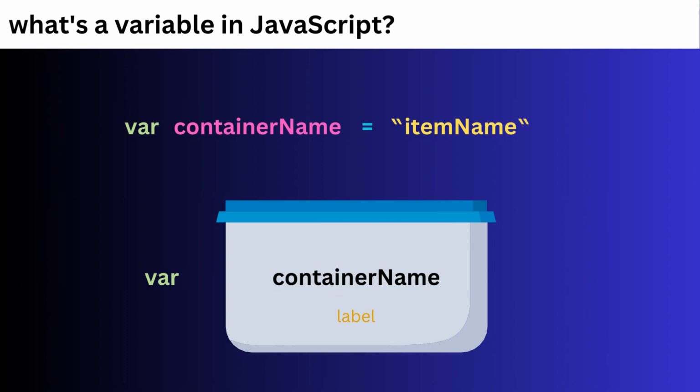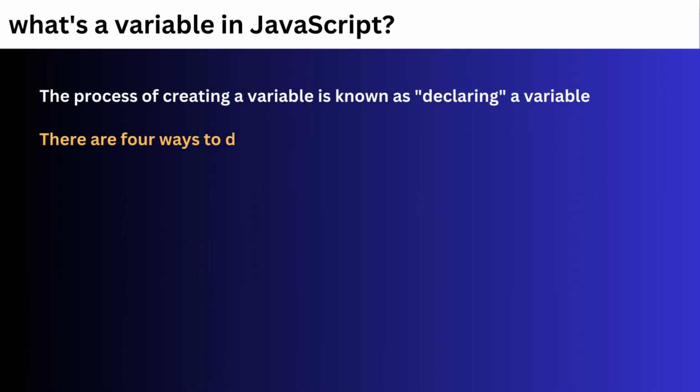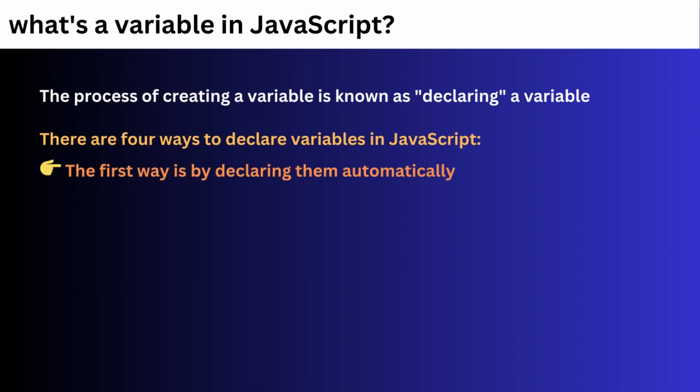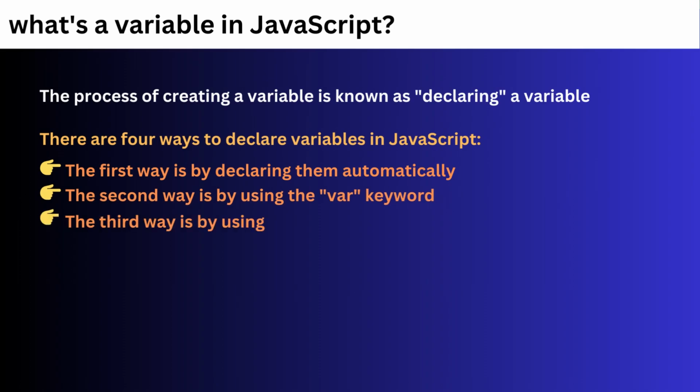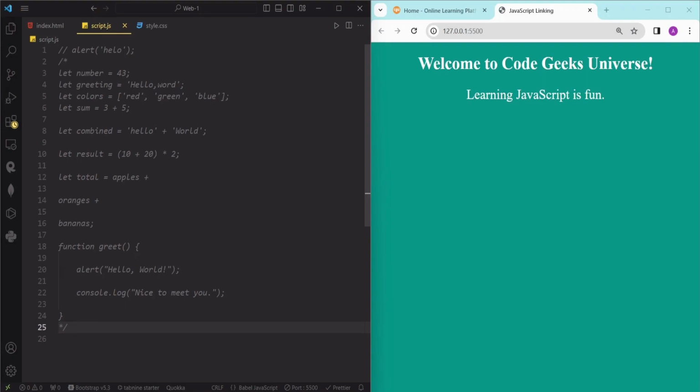In JavaScript, the process of creating a variable is known as declaring a variable. Now there are four ways to declare a variable in JavaScript. The first way is by declaring them automatically. The second way is by using the var keyword. The third way is by using the let keyword. Lastly, you can use the const keyword to declare a constant. Now let's discuss all these one by one.